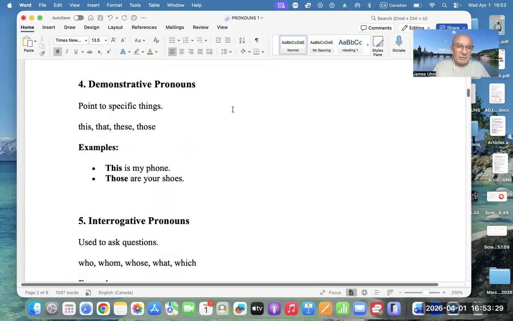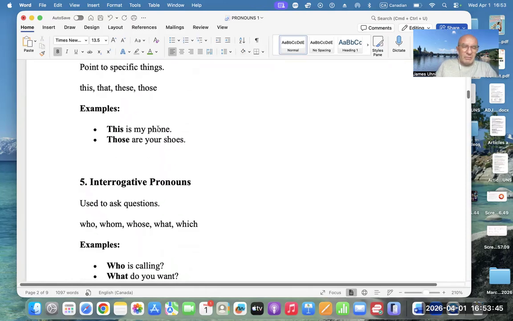Then we have demonstrative pronouns. I'm sure you heard about them. They point to specific things: this, that, these, those. We'll explain it a little bit later. This is my phone. Those are your shoes.